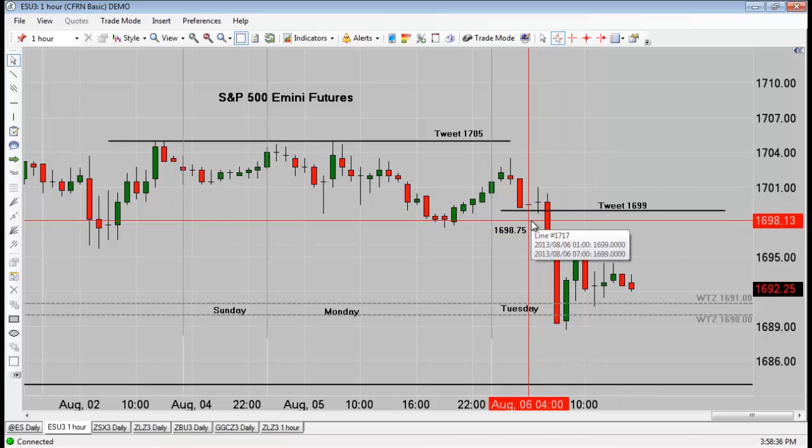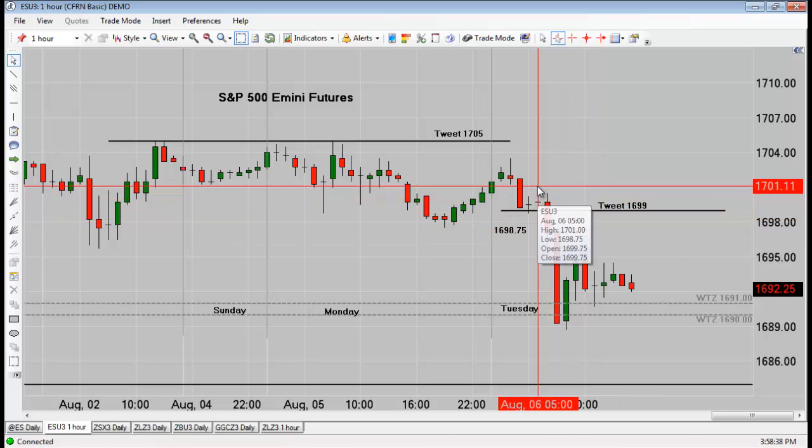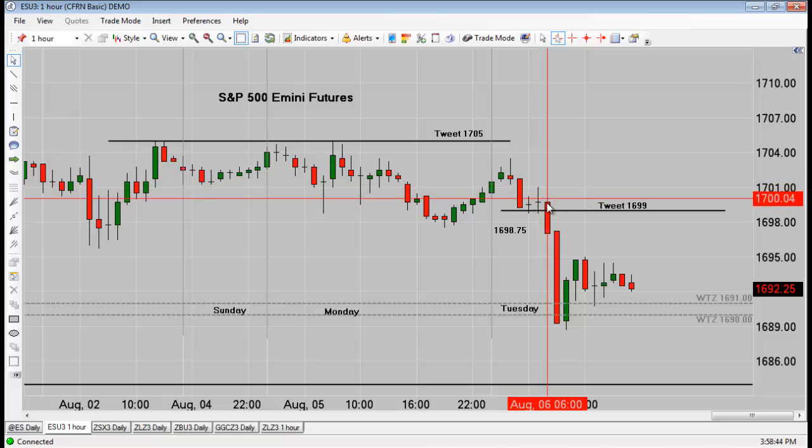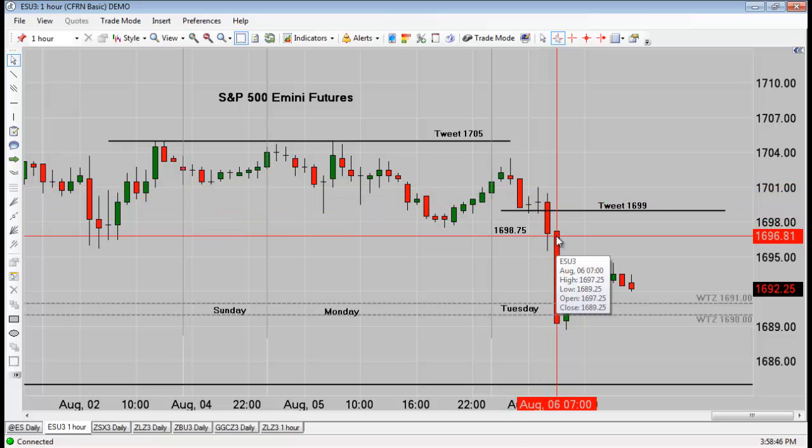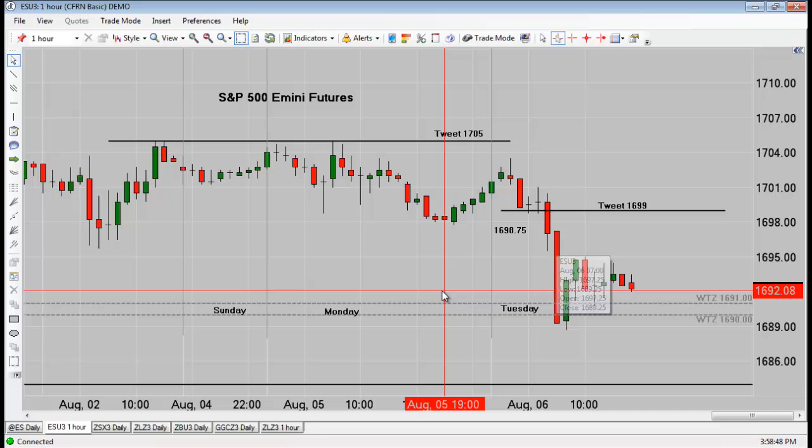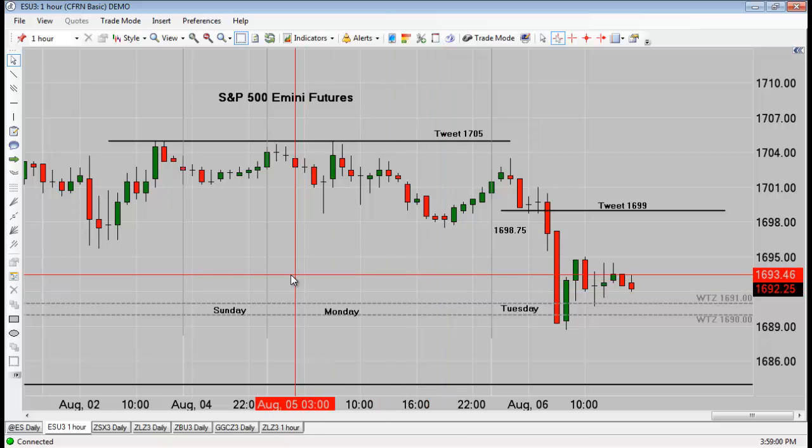Now on the S&P, the tweet was to consider being short below 1699. We get one tick below. Price retreats the next hour, puts in a swing high back up at 1701, okay? And then in the third hour we break through, and then in the fourth hour it takes us all the way down to a weekly trading zone at 1690/91.